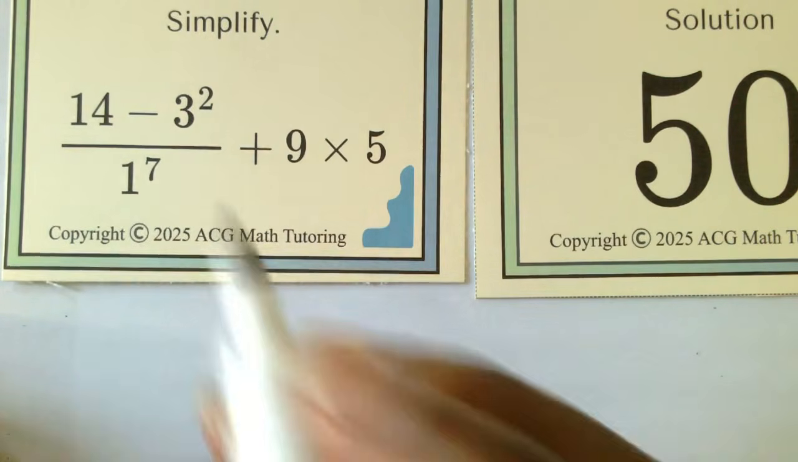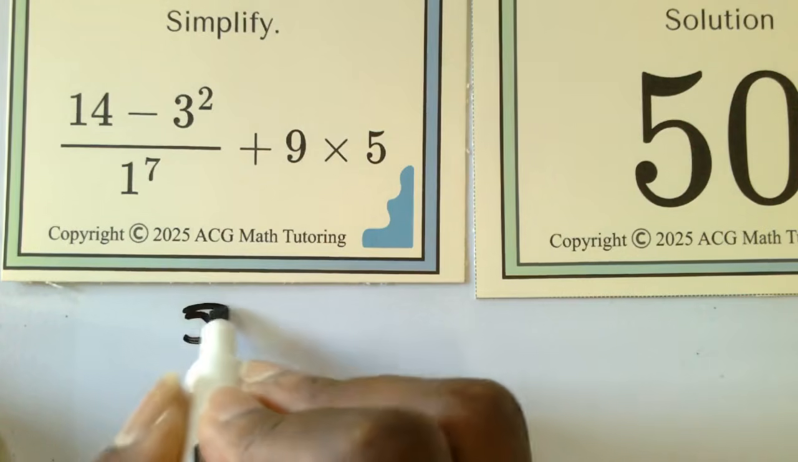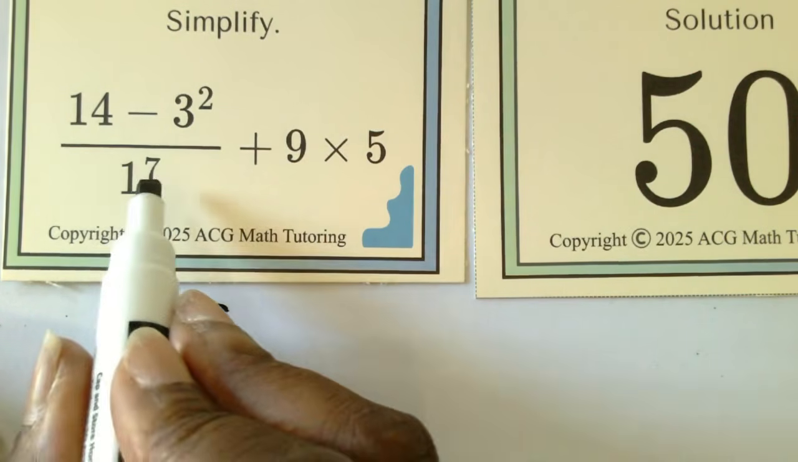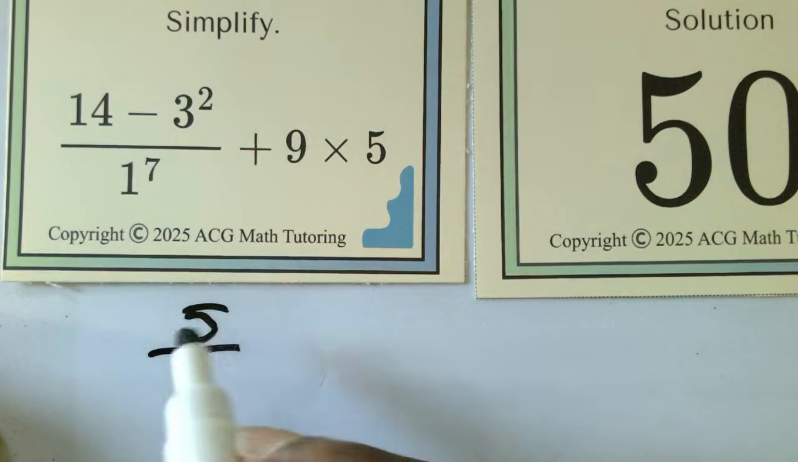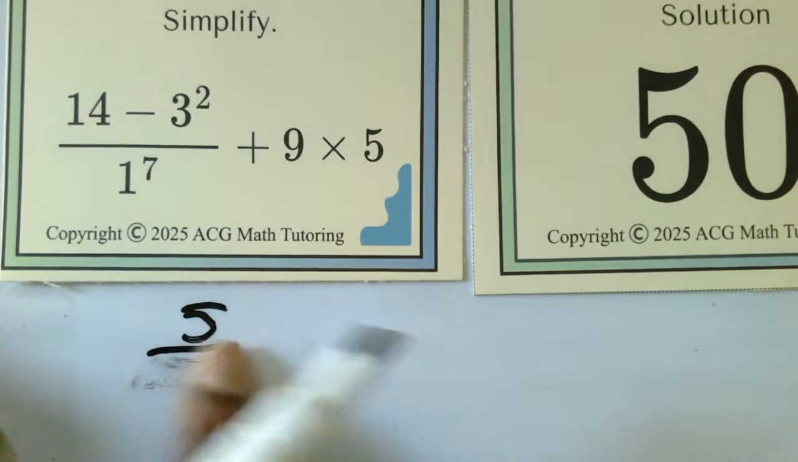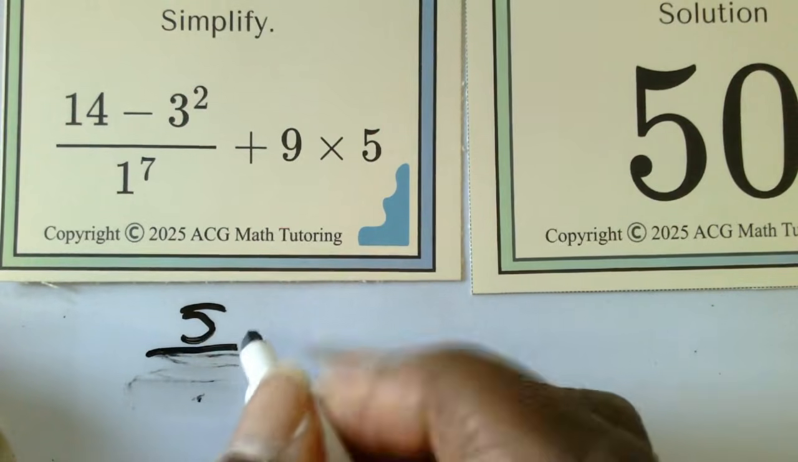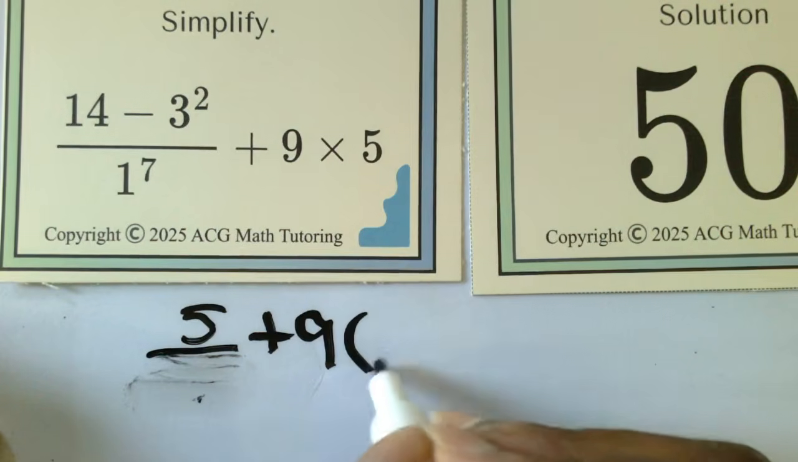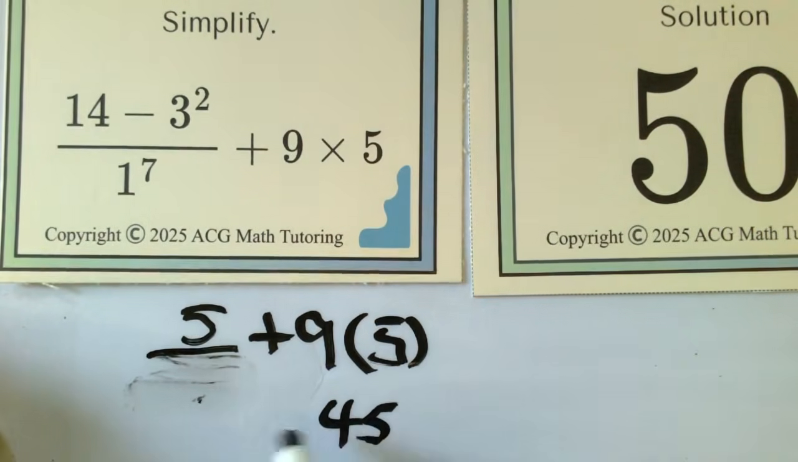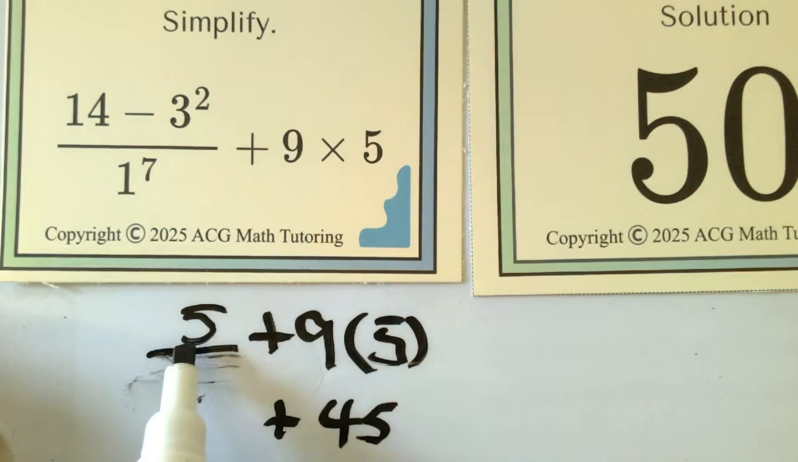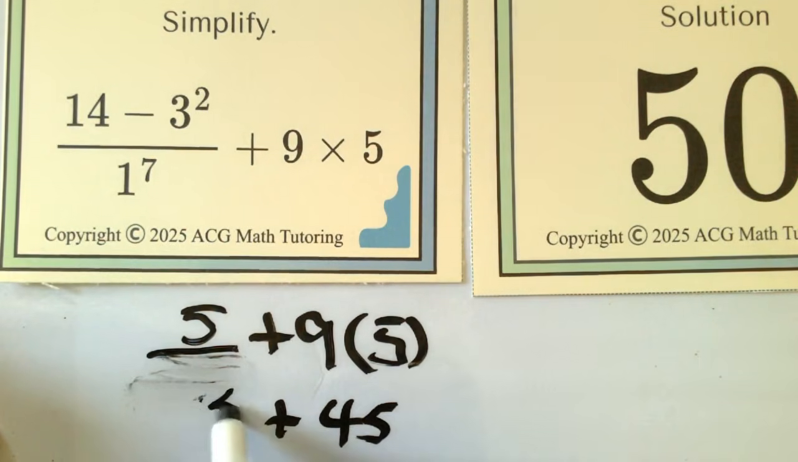So for the numerator, we're going to have our 5. The denominator, 1 to any power, is going to give you 1. Alright? So 5 over 1 is just simply saying 5. Then we bring down our plus 9 times 5. 9 times 5 gives me my 45. You're not adding the 5 and the 9. You're multiplying the 9 and the 5. Multiplication always comes before addition or subtraction. And then 5 plus 45 gives us 50.